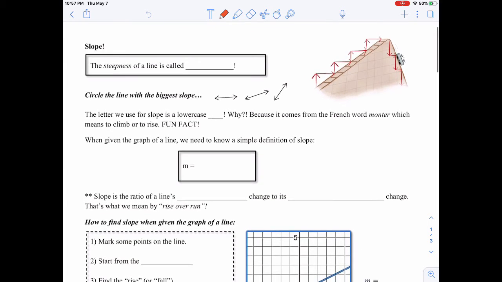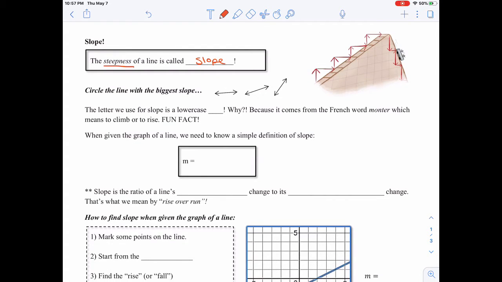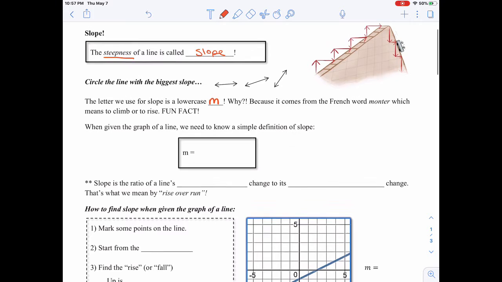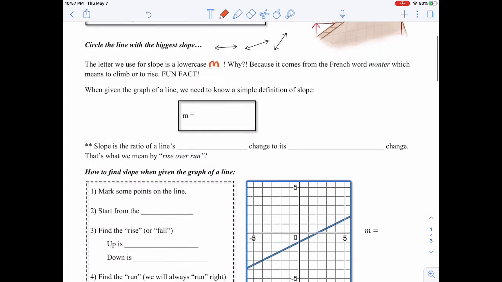So this lesson is all about slope. We've talked about this very briefly at the beginning of the year, so I wanted to make sure we had a quick refresher of this. Basically, the steepness of a line is called the slope, okay? And remember, steepness is just how tall or how shallow a line would be. For this next fill in the blank, the letter we use for slope is a lowercase m. And then you can go ahead and read that fun fact. My mom's a French teacher, so I thought you would enjoy.